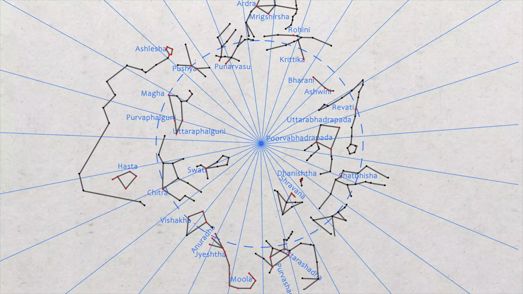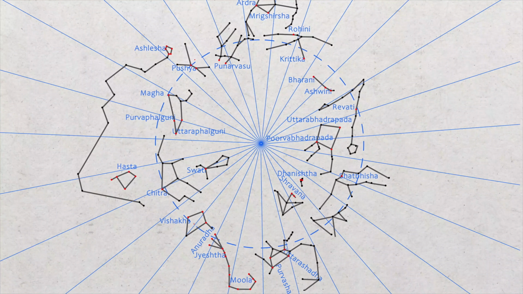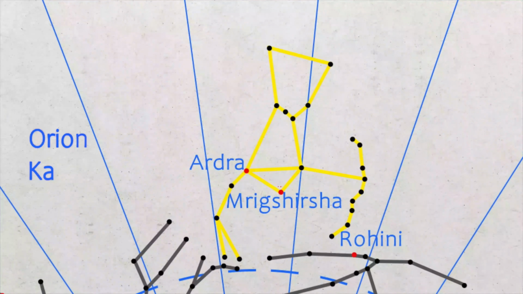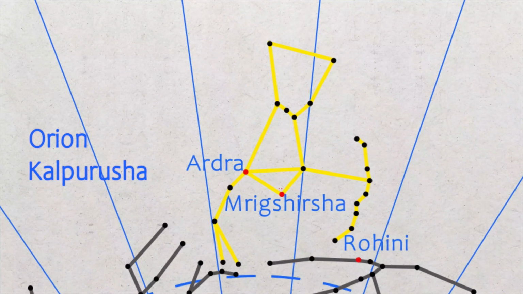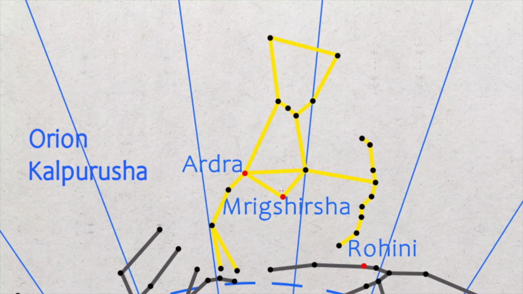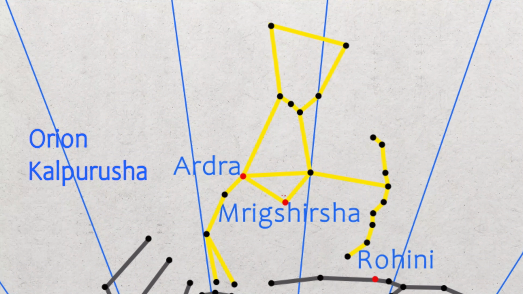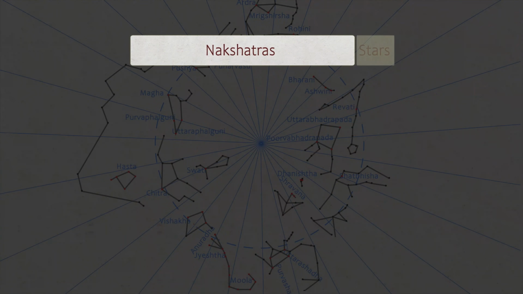Note that not all nakshatras are a part of the zodiac constellations. For example, the constellation Orion, which is called Kalpurusha in Hindi, is not part of the 12 zodiac signs, but it contains 2 nakshatra stars, Ardra and Mrigsira. Now, different nakshatras consist of different numbers of stars.